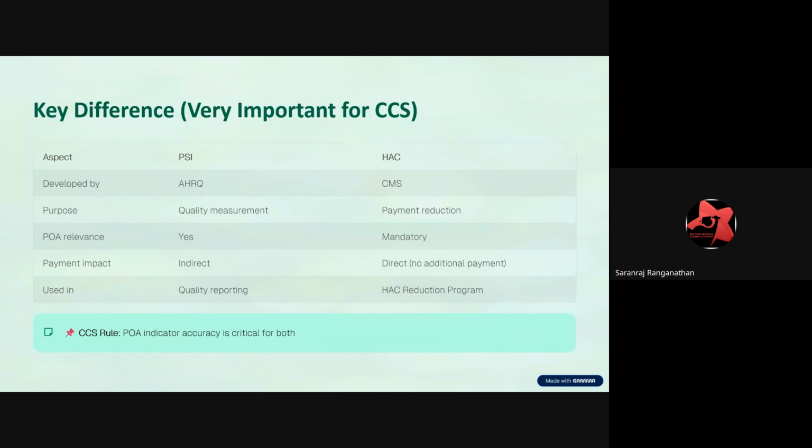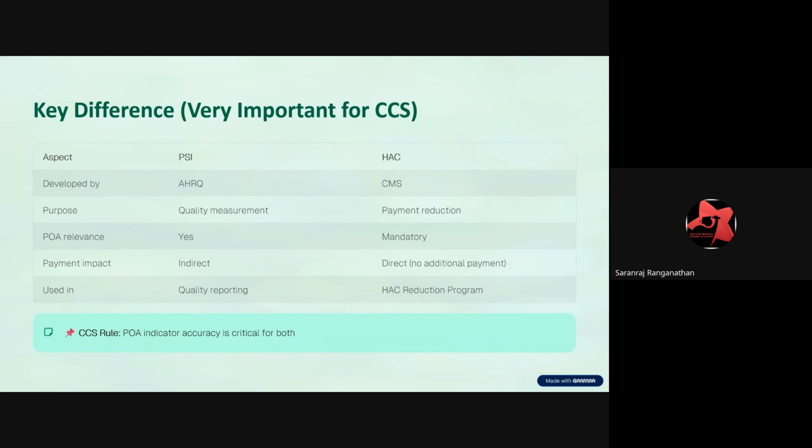When it comes to POA relevance, for HAC it is mandatory. When it comes to POA relevance on PSI, it can be excluded most of the time, as we saw in the previous point. Then payment impact: the PSI indicator is indirect and is not going to impact the payment, because it is about giving quality care to the patient. Based on PSI, I'm not going to make any payment changes. But HAC will directly impact payment.